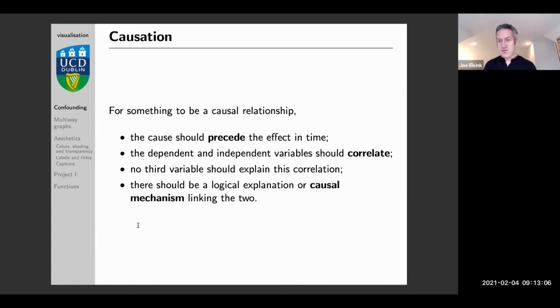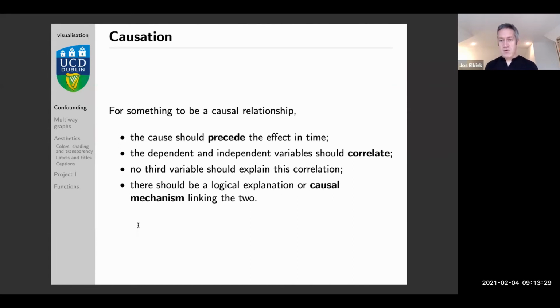And finally, there should be some kind of theoretical or logical reason why we think the one is a cause of the other. Causal relationships cannot directly be observed. They are a theoretical concept. They are part of our understanding. We also need to have an explanation of why the two are correlated. And so this third bullet point is really the core of today's class.